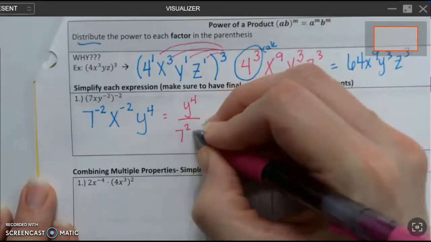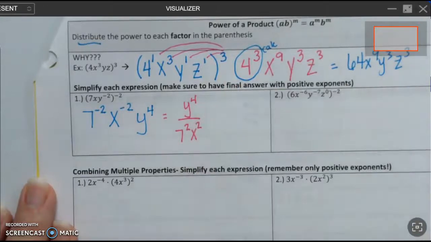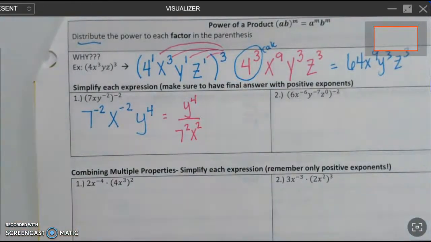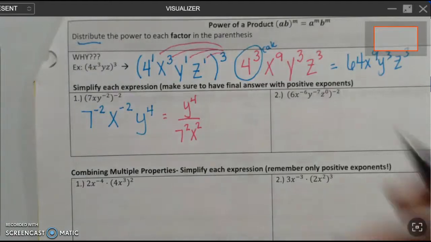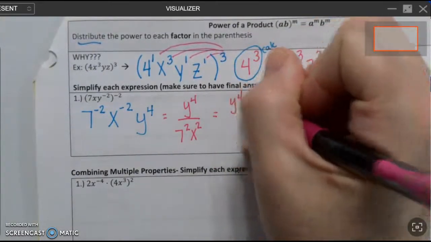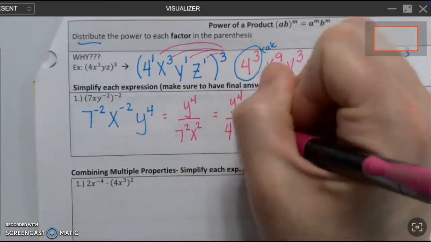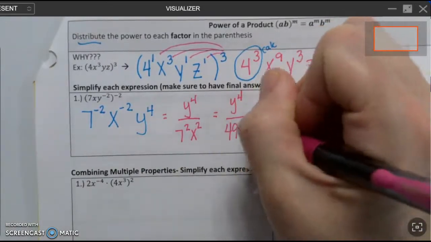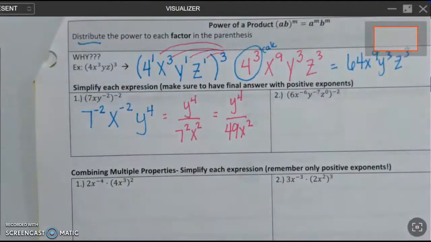7 squared x squared will go to the bottom. And then we just take our calculator and we figure out what 7 squared is. You might know that off the top of your head. So 7 times 7 is 49. Or you can use a calculator. Final answer here, leave my y to the 4th, 49 for my 7 squared and x squared.